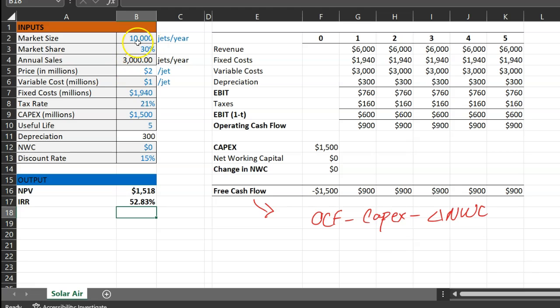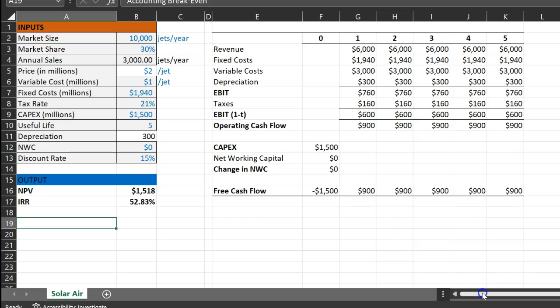For example, what if the market size is going to be different? What if we capture a different market share? What if we have a different price? So on and so forth. How would that change our NPV calculation, for example? So this is what I'm going to do.